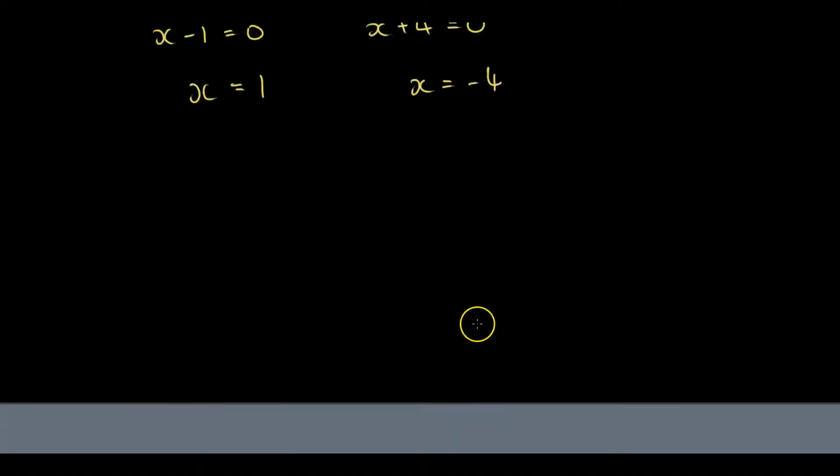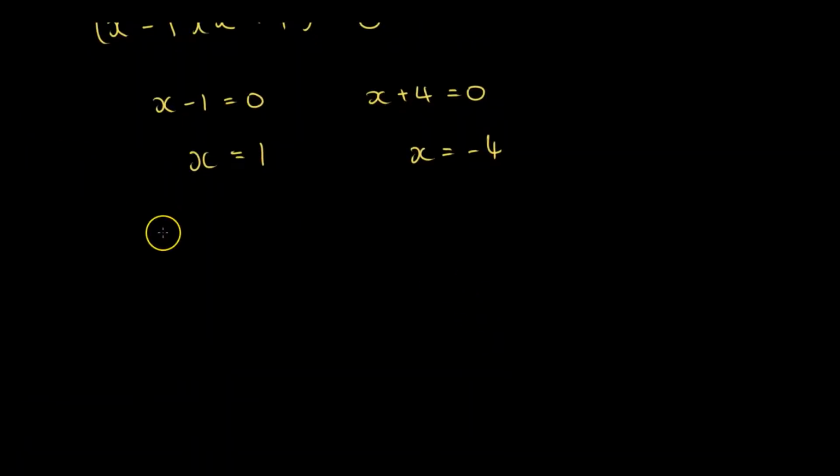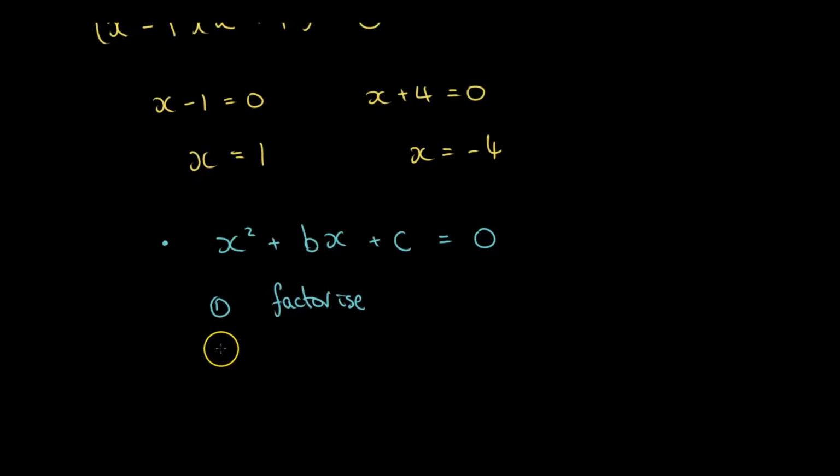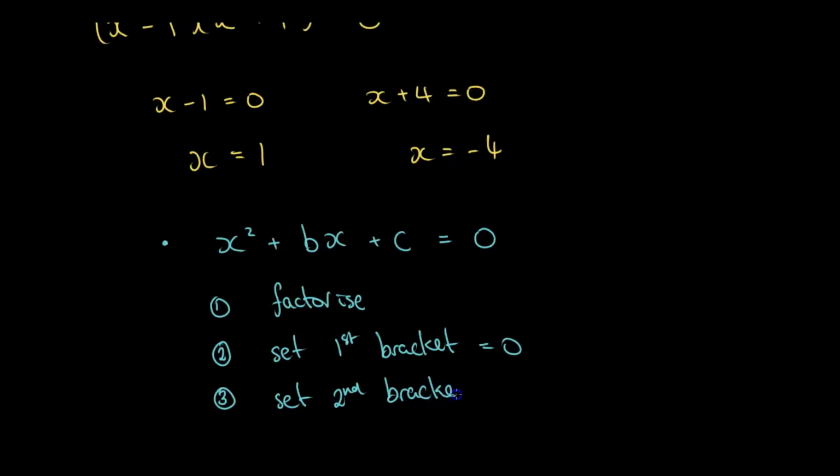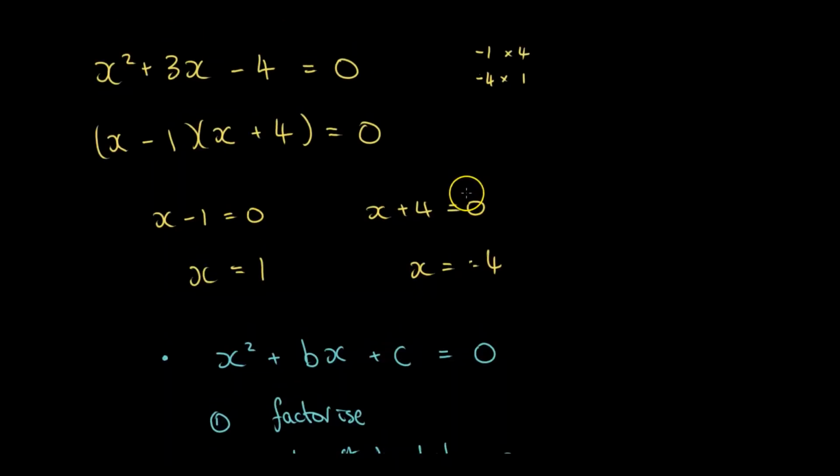So if I was to list out this method in steps for you, it would look something like this. So if I come across something in the form of x squared plus bx, where this b here is just a number, plus c is equal to 0. So 1, I'm going to factorize. And then I'm going to set my first bracket equal to 0. Then I'm going to set my second bracket equal to 0. And finally, we can check that the solutions that we have found are correct.